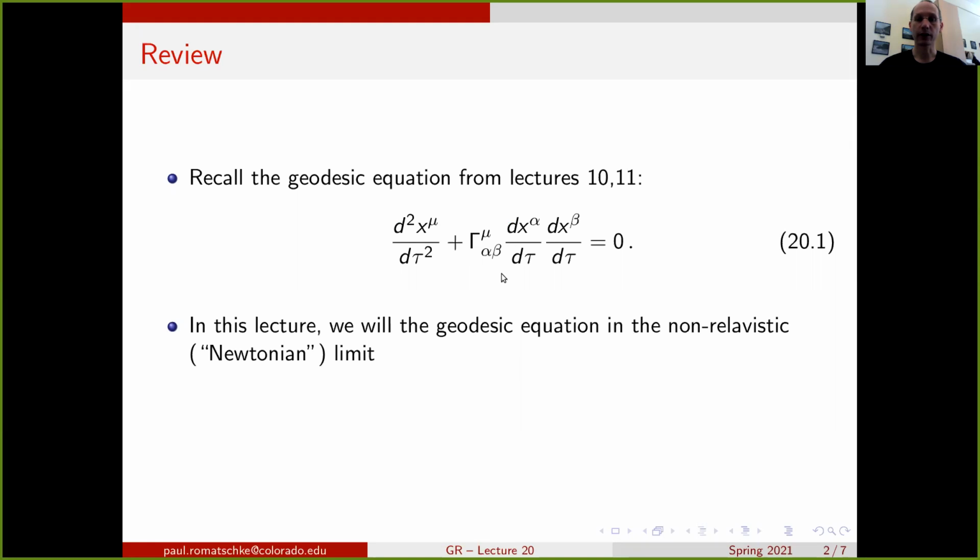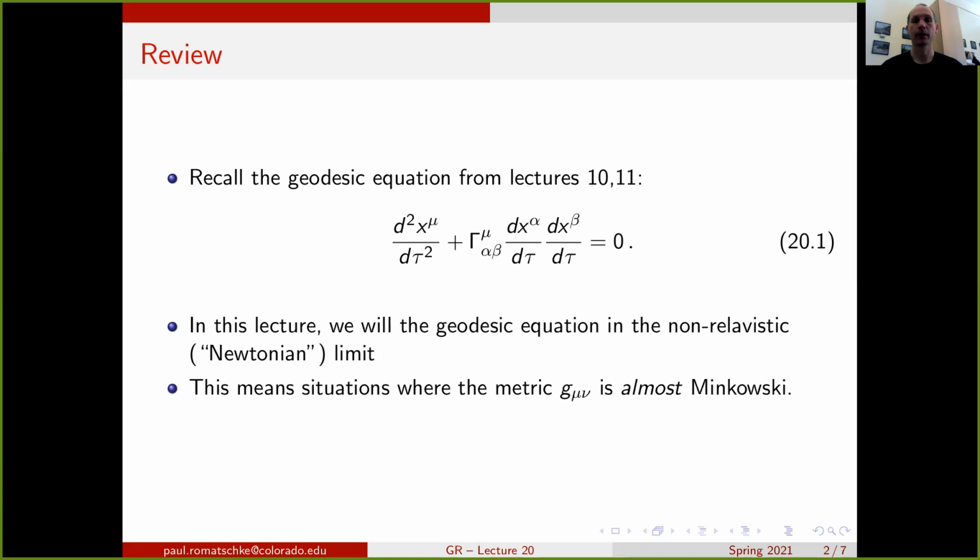What we want to do in this lecture is consider the geodesic equation in a particular limit, namely the non-relativistic limit, meaning the Newtonian limit, where we take the spacetime to be nearly Minkowski and the speeds to be small. So basically, we have a metric tensor g_μν, from which we derive, for instance, the Christoffel symbol, and we take g_μν to be almost Minkowski. And in addition, whenever we find any kind of speed, we take the speed to be much, much less than the speed of light.